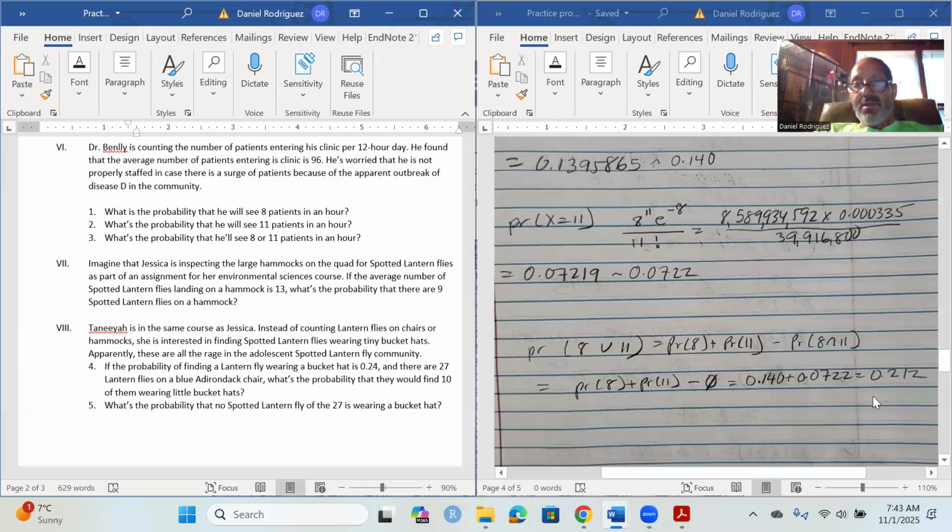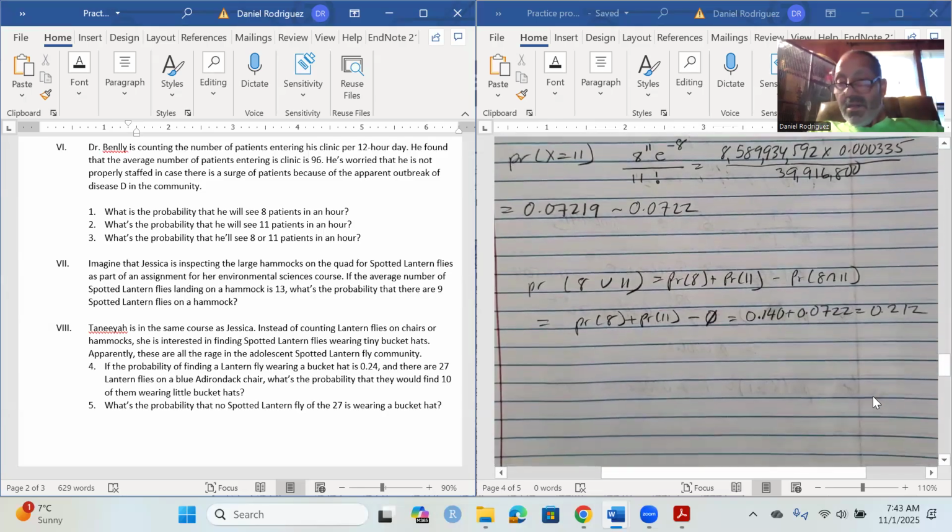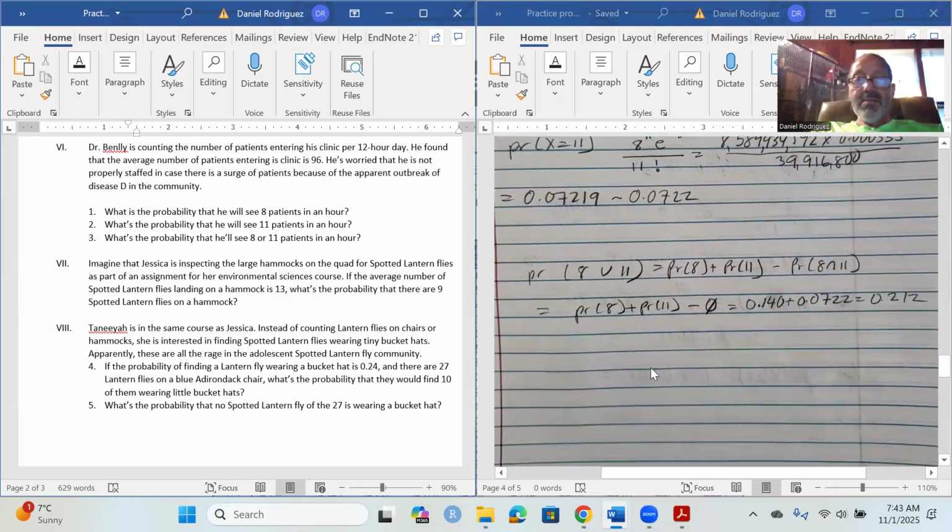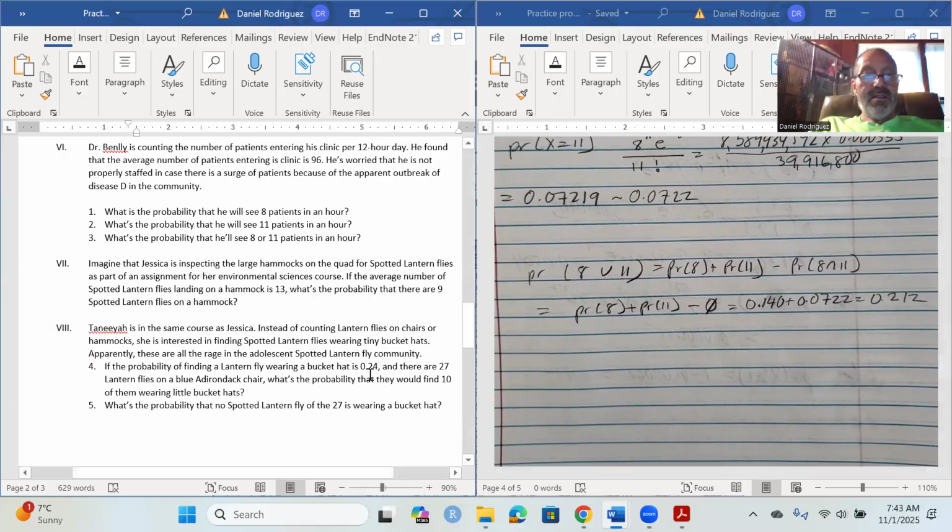I get 0.212. So there's a 21% chance that you could see 8 or 11. So that's higher because there are two possibilities there. Sweet.